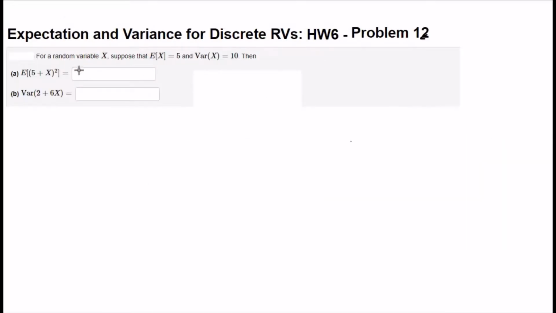Problem number 12. For a random variable x, suppose that the expectation of x is 5 and the variance of x is 10. Then what is the expectation of the quantity 5 plus x, squared? For this, first we're going to expand 5 plus x using the binomial expansion. So it's going to be 25 plus 10x plus x squared.